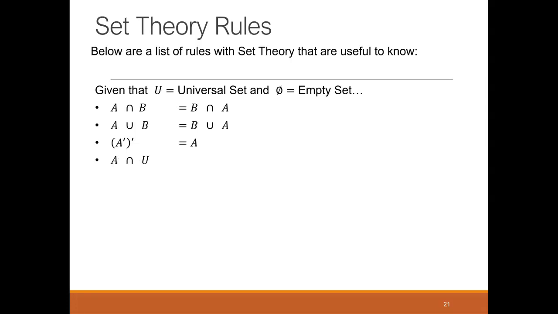If I take any set and intersect it with the universal set, I get back just the set A, right? The universal is everything, and so it includes A, so the stuff that overlaps A in the universal is just everything in A. A union the universal, well, that's a union, so it's going to be everything, right? If the universal is everything, if it's A or everything, well, then we have everything.